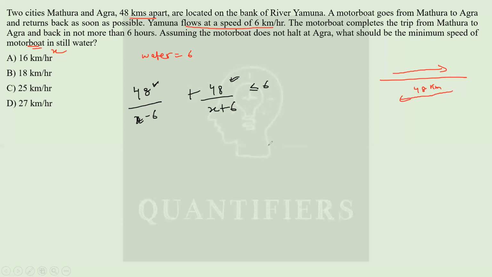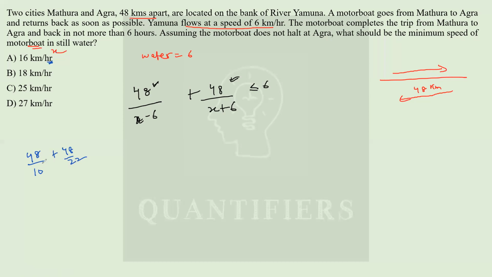Now students, here I would suggest you, instead of solving this quadratic, try to use options. Now if I use the first option, putting x is equal to 16, I'll get 48 by 10 plus 48 by 22. Now I would suggest you do not check this calculation, because most probably the answer should be in such a way that 48 should be divisible in both the cases, right?